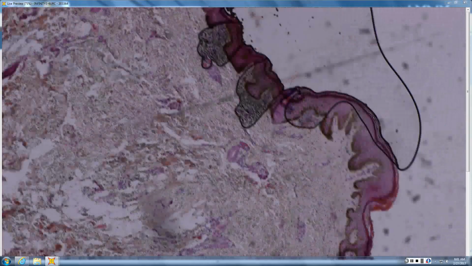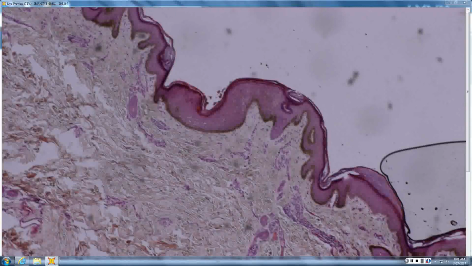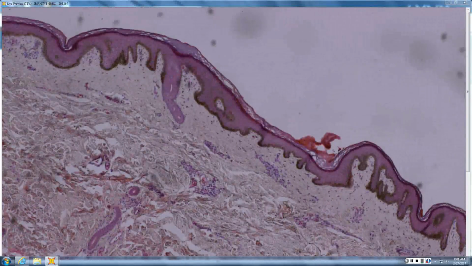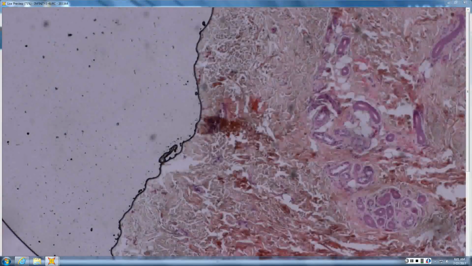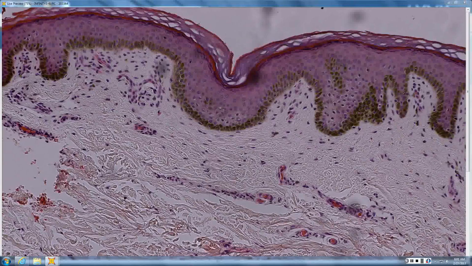So, pretty broad. Looks like it's looking relatively normal at scan. A little bit of superficial inflammation, otherwise relatively normal.